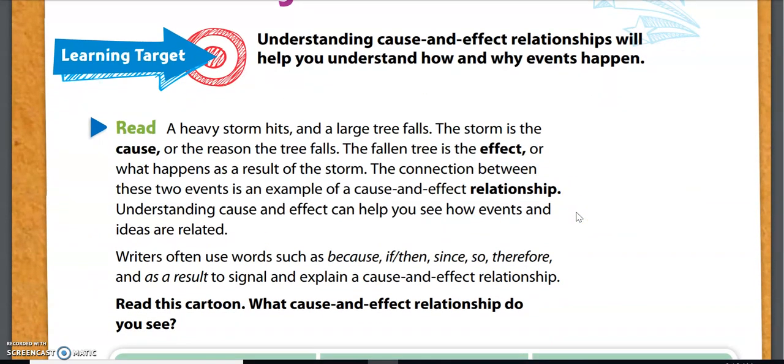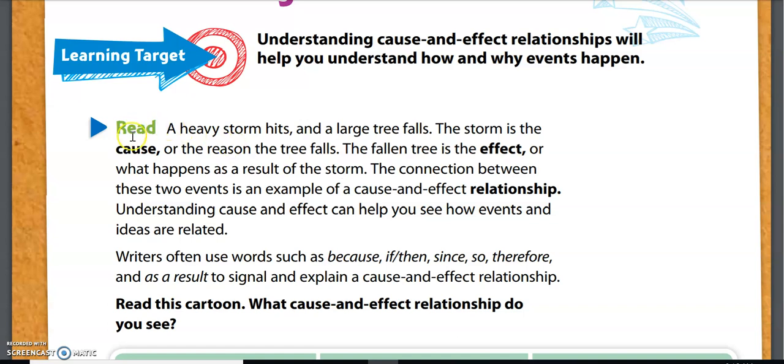So let's jump in. A heavy storm hits and the large tree falls. The storm is the cause or the reason the tree falls. So when we're looking to see what a cause is, it's why something happened. The fallen tree is the effect or what happens as a result of the storm. The connection between these two events is an example of a cause and effect relationship.